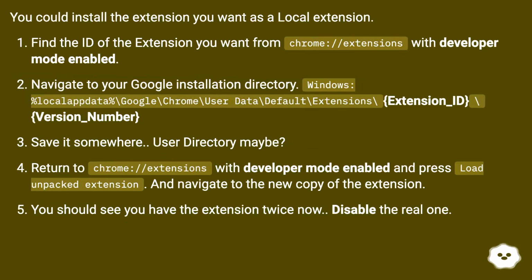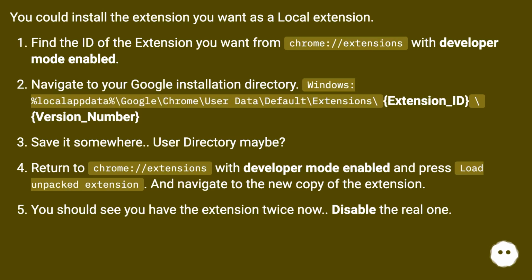You could install the extension you want as a local extension. Find the ID of the extension you want from chrome://extensions with developer mode enabled. Navigate to your Chrome installation directory. Windows: %localappdata%/Google/Chrome/User Data/Default/Extensions/extension ID/version number. Save it somewhere, user directory maybe. Return to chrome://extensions with developer mode enabled and press Load unpacked extension, and navigate to the new copy of the extension. You should see you have the extension twice now.